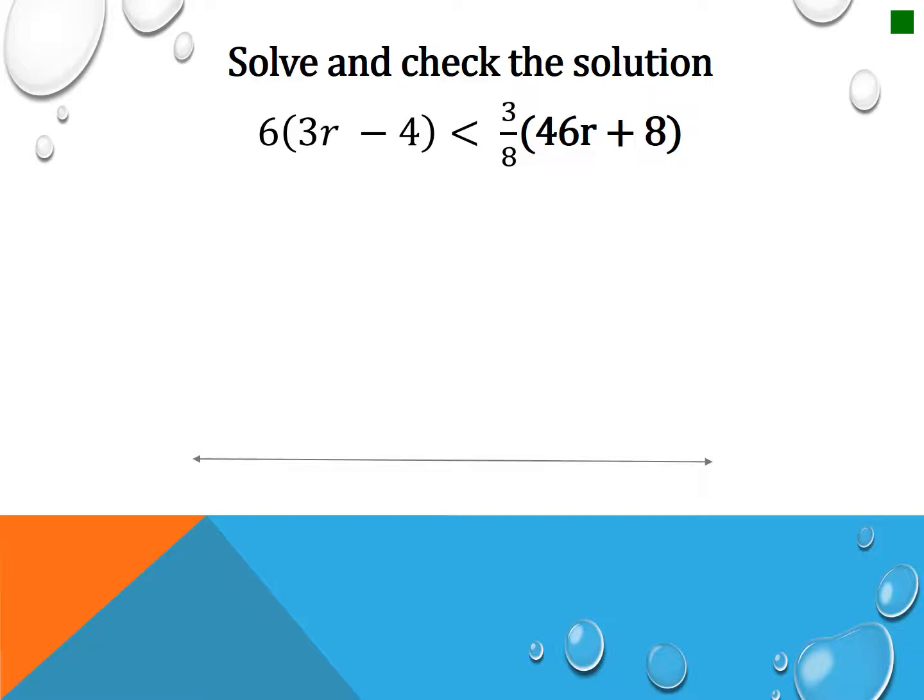They're looking for someone. So 6 times 3R is 18R. 6 times negative 4 is negative 24. Keep that sign. 3/8 times 46.